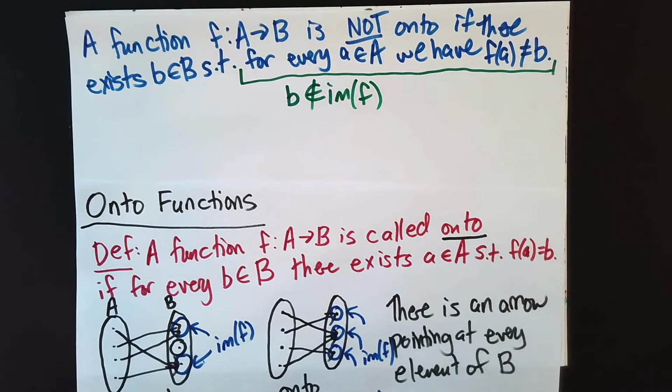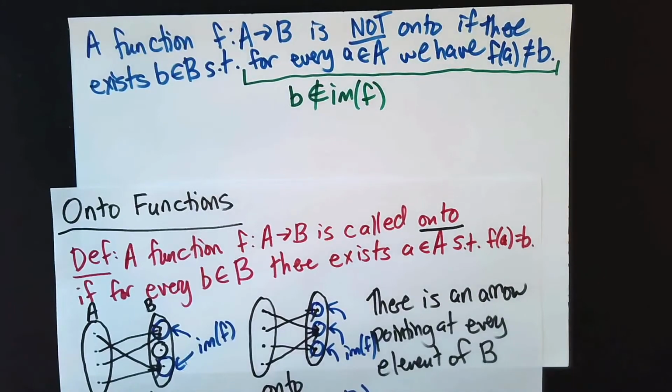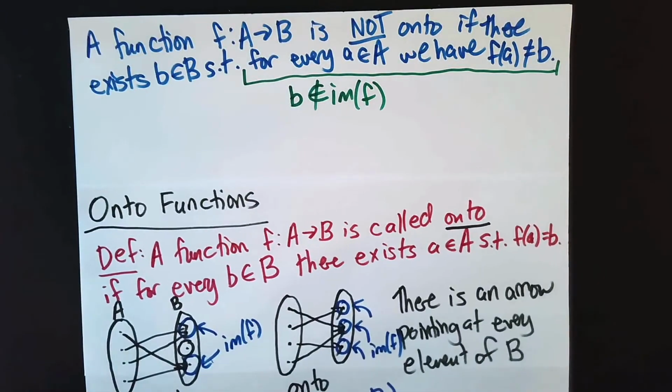So, to show a function is onto, we need to show that every element of the codomain is actually an output of the function. And to show that a function is not onto, we need to provide a specific element of the codomain that is not an output of the function.